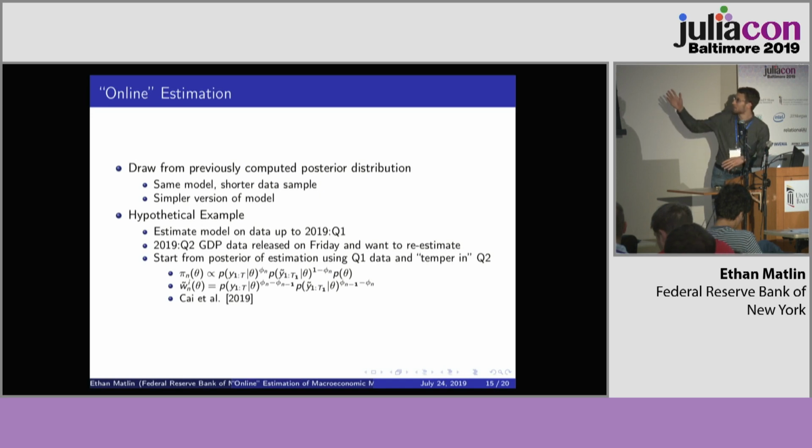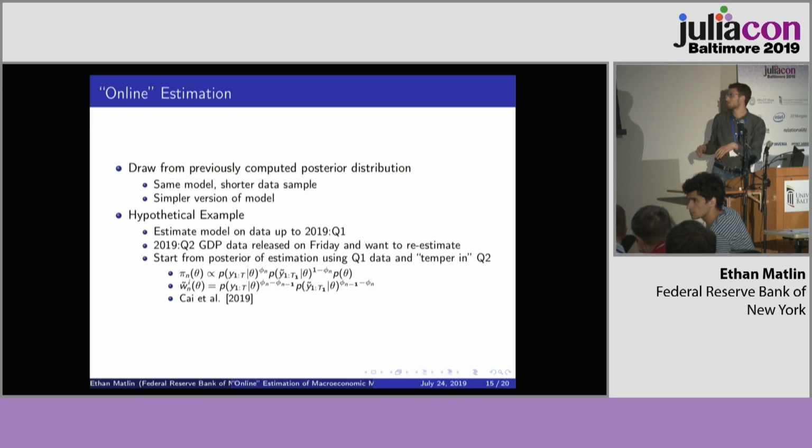So here I show the formulas. The basic takeaway from these is all it amounts to is including a term for the whole sample, where T here is the whole sample and T1 is the shorter sample. So you just add a term for the whole sample and split that from the previously computed sample. And then you want to temper in, so phi goes from 0 to 1, the whole sample, and then temper down from the old sample. And then same thing for the weights, you just add an additional term.